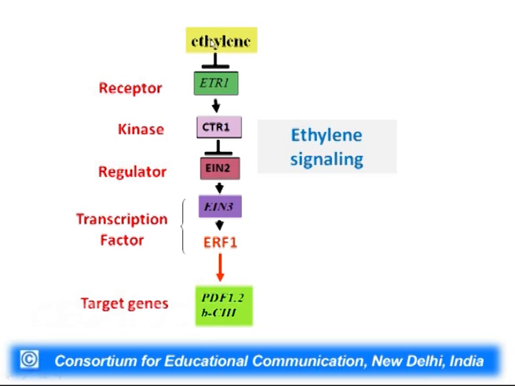So, this is the pathway of ethylene signaling. It is received by ETR1, then it goes to CTR1. But see here, there are at least two phases. This is a negative regulation. So, the ethylene receptor itself is a negative regulator of ethylene signaling. That is in brief how ethylene signaling takes place in plants. Now, I will show you how this signaling pathway takes place.